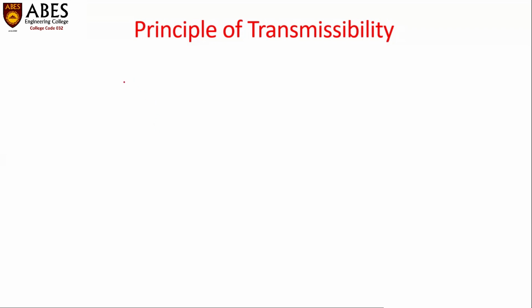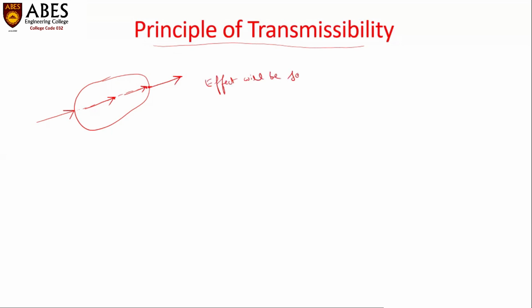So let's take an example. Suppose there is an object. If I am applying a force here, then as per this theorem, or as per this statement of principle, this force can be transferred anywhere along its line of action. It can be shown here also, here also, and at this point also. The effect will be the same. There will be no change in its effect.